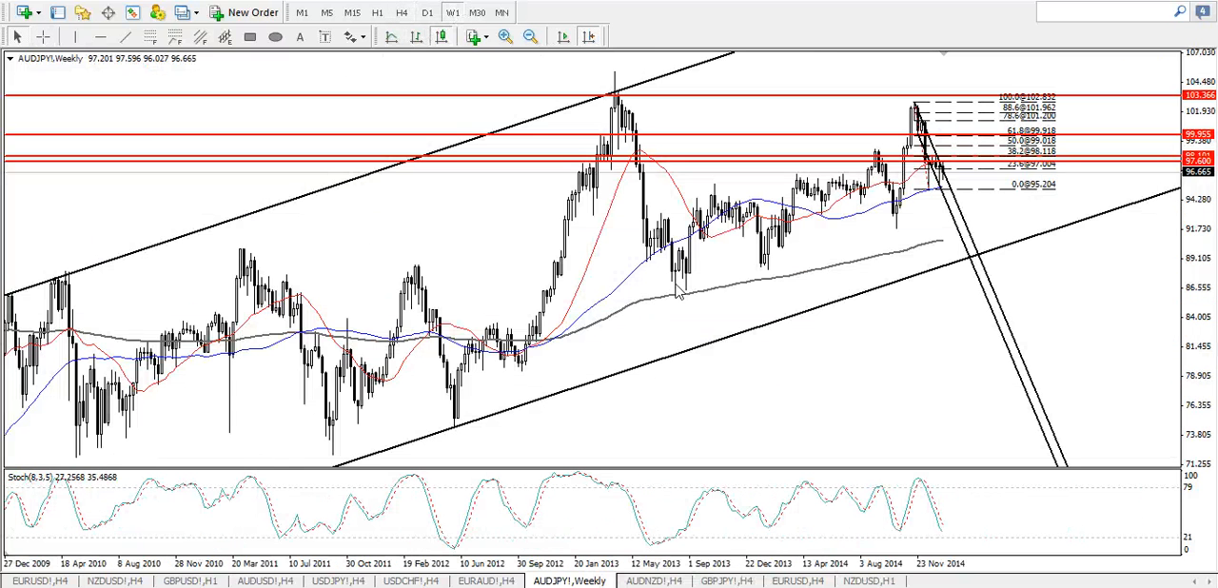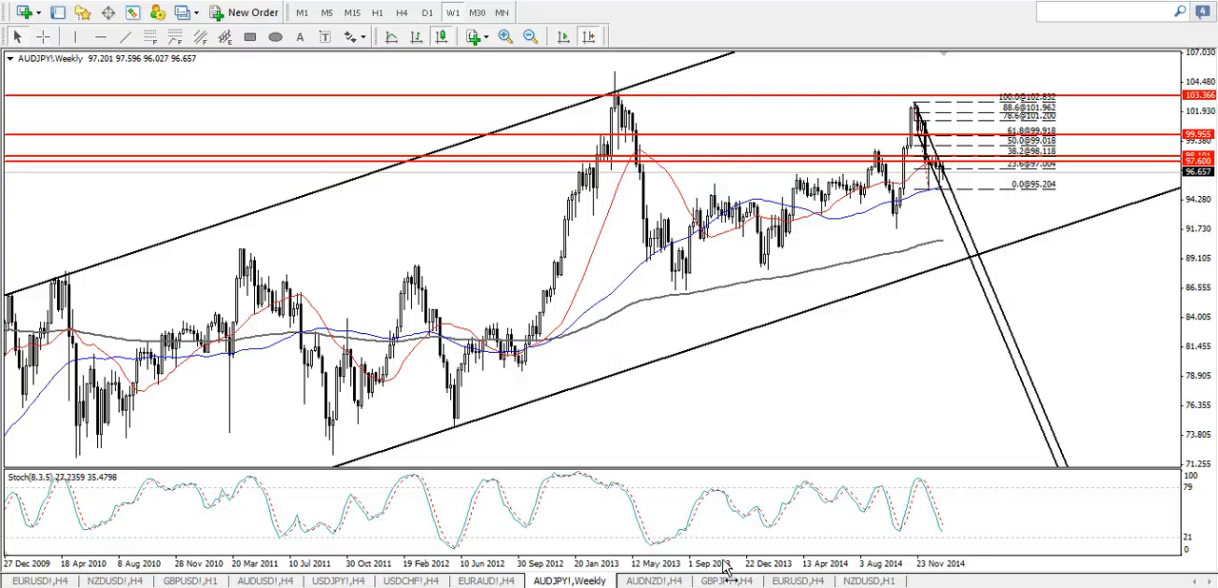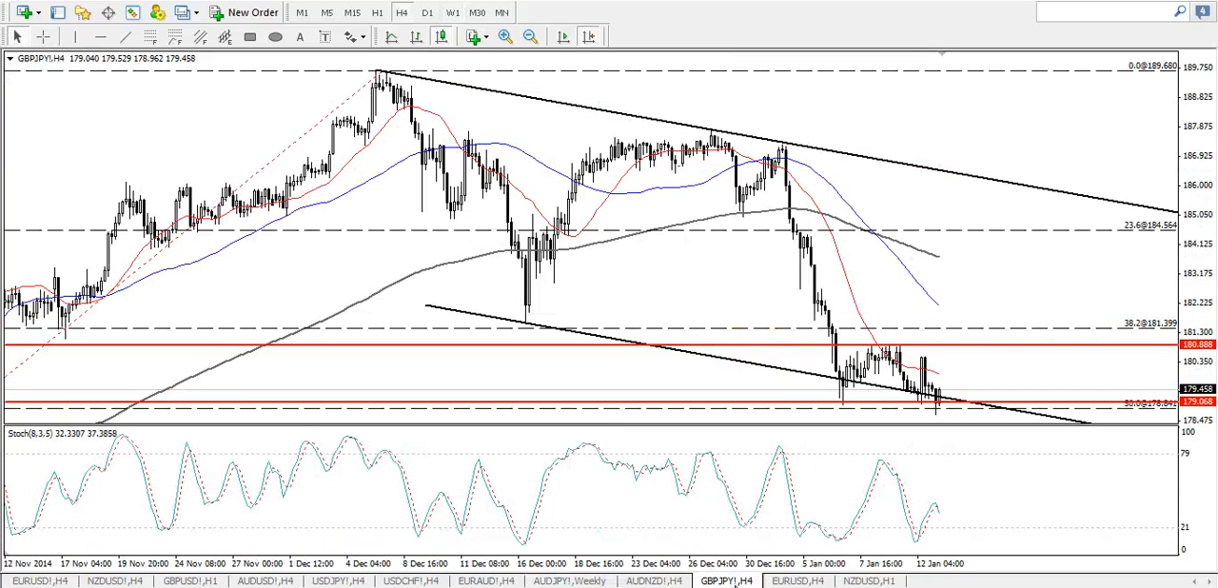Alright, of course, based on the weekly chart, we are still waiting for price to fall all the way back to the bottom of the rising trend channel in the weekly chart. Since price has already touched the top, we're waiting for price to touch the bottom again.